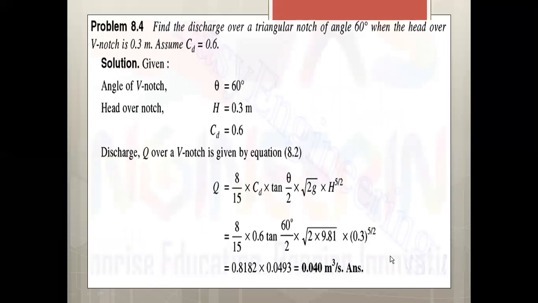Now a problem: find the discharge over a triangular notch of angle 60 degree when the head over the V notch is 0.3 meter and assume the value of Cd is 0.6. Now solution, the given is angle of V notch 60 degree, that is theta. The head over the notch is 0.3 meter, it is H, and Cd is 0.6. Now the formula for discharge over a V notch is Q is equal to 8 by 15 into Cd into tan theta by 2 into under root of twice g into H raised to 5 by 2. Hence we get the discharge, that is equal to 0.04 meter cube per second.